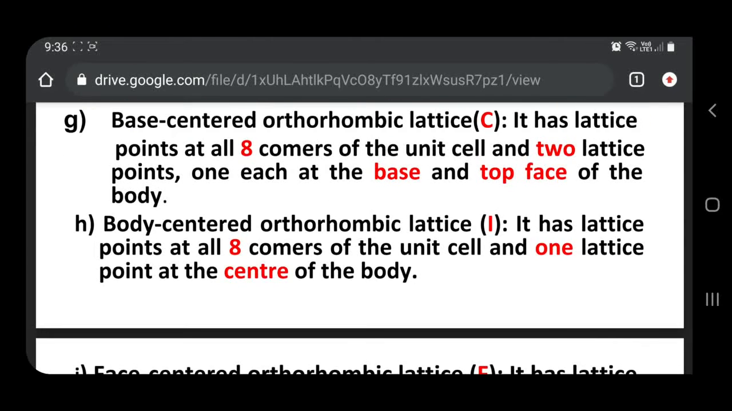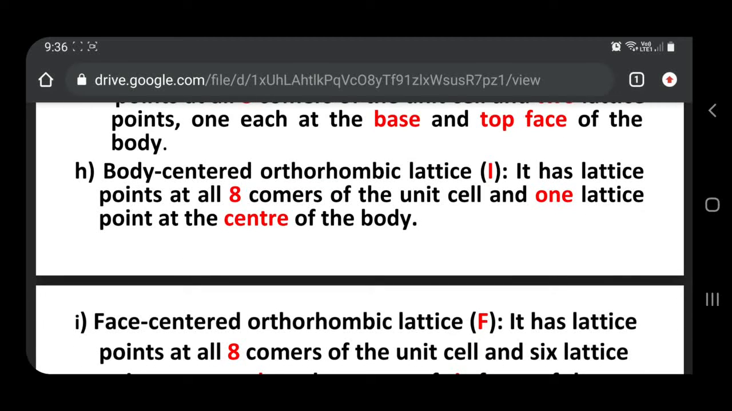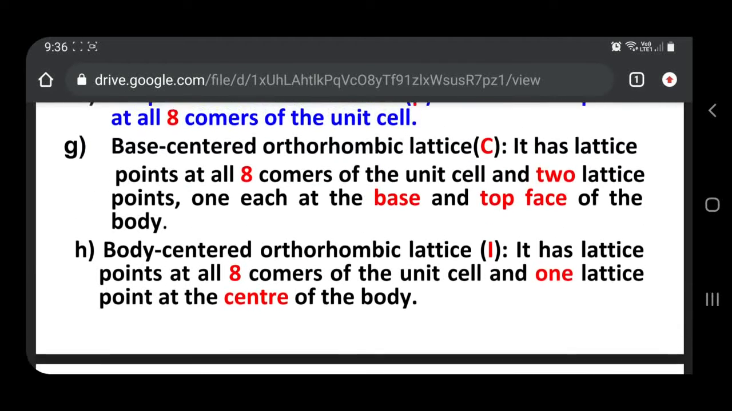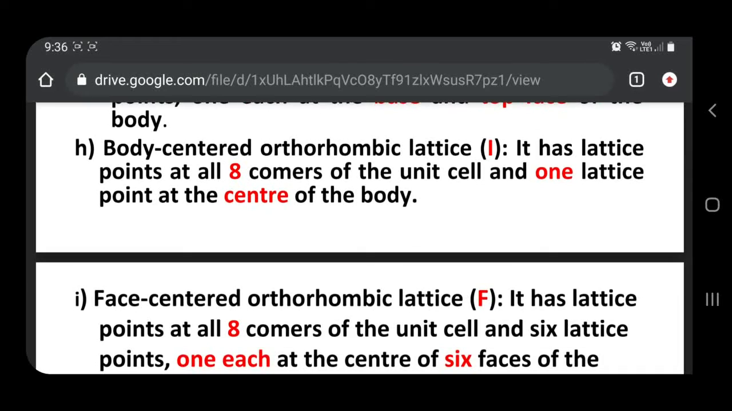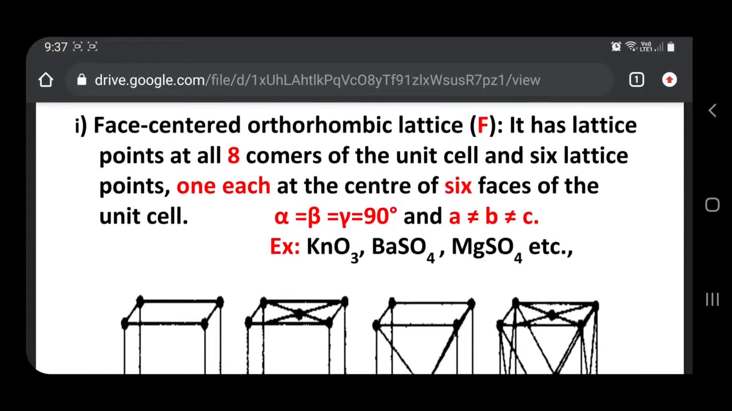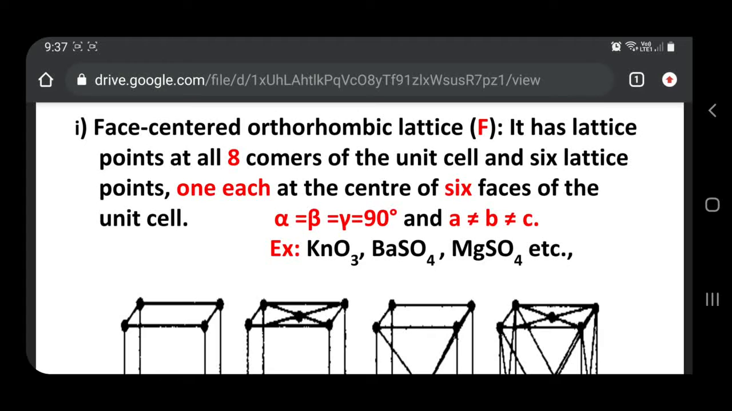And the third Bravais lattice of orthorhombic is the body centered orthorhombic lattice, which is I lattice. It has 8 corner lattice points and 1 lattice point at the center of the body. And a face centered, that is the fourth Bravais lattice of the orthorhombic crystal system. It is a face centered orthorhombic lattice represented as F lattice.